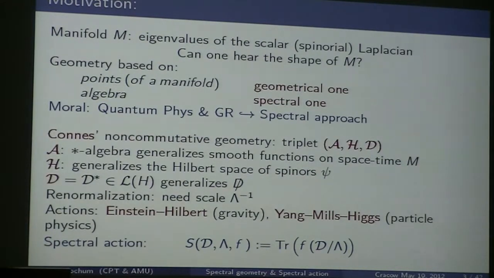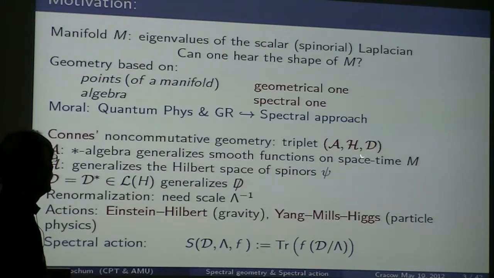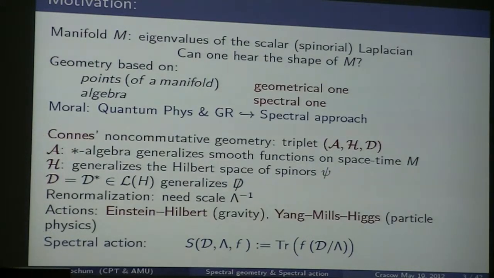So this means that in non-commutative geometry, mainly pioneered by Alain Connes, you start with a triplet, this triplet (A, H, D). And what is this triplet? Well, A is just a star algebra which generalizes the smooth functions on your space-time, namely the set of observables. Okay? H will generalize the Hilbert space of spinors, which are quite usual in physics, and D will be some self-adjoint operator on H, which generalizes the famous Dirac operator, namely gamma mu partial mu.